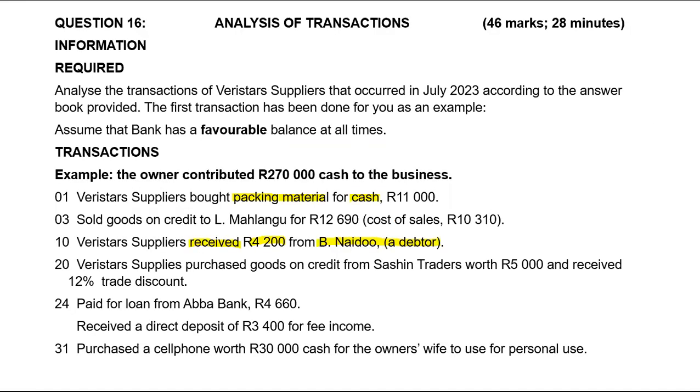On the 20th, Veristar's suppliers purchased goods. What did they buy? Purchase means they bought goods. So we, as Veristars, bought goods on credit from Sachin traders worth 5,000 and received 12% trade discount. Two accounts are affected before we even look at that 5,000 and the trade discount. Which two accounts will be affected?